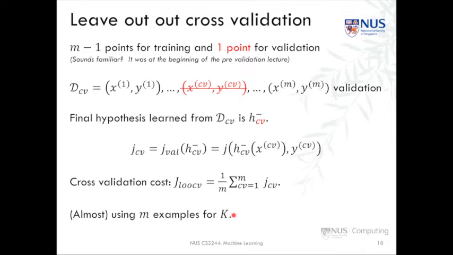But there's a caveat here, of course, because all of these particular h minuses are actually quite correlated with each other. For example, when CV equals 1, point 2 through point m are all in the training data set, and when we rotate it to point 2 being CV, that means point 1, point 3, all the way to point m are in the training data set. So these hypotheses are highly correlated. They're not independently drawn, and so it's not as nice a case as when we can use k points for validation in total.